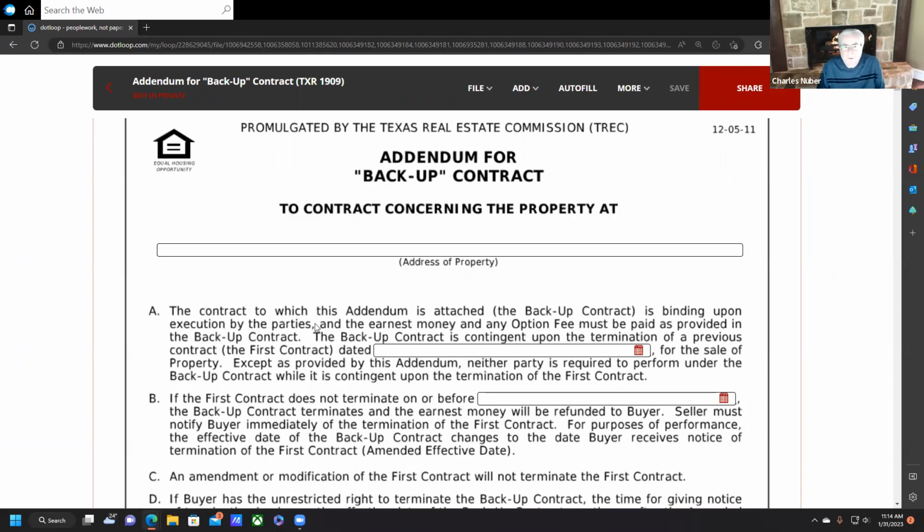Make sure if you do an addendum for backup contract that you do have an option period. Don't try and be the hero and say, we don't even need an option. Well, yes, you do, because if halfway through that period the other contract you're hoping to terminate doesn't terminate and your buyer finds another house, you're still bound by this contract. If you have an option period, then you can opt out of this backup contract. So make sure you always have an option period during a backup contract.